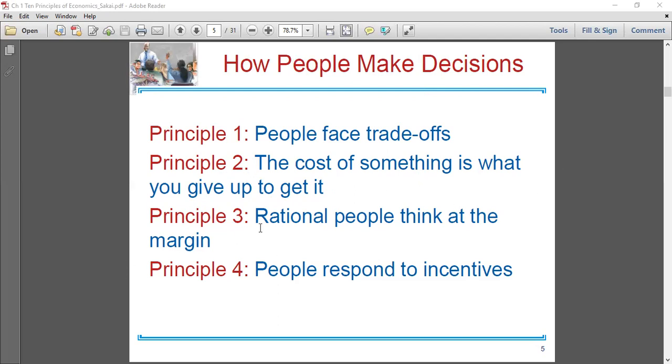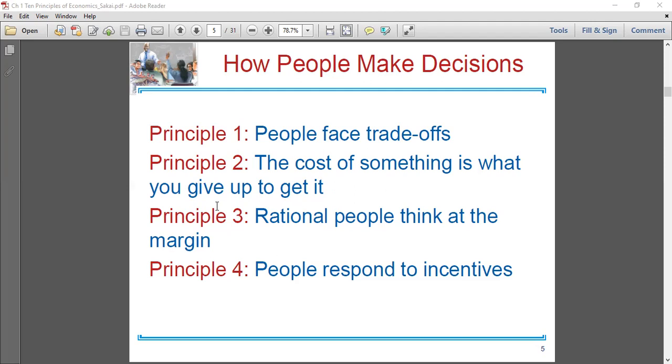And then the third one is that rational people think at the margin. We all compare cost and benefit. If you want to make a decision, you compare the benefit of that decision to the cost. Then you decide whether you have to go for that thing. So when we say that we are thinking at the margin, then we normally make our decisions based on small incremental changes in whatever it is that we are concerned about.